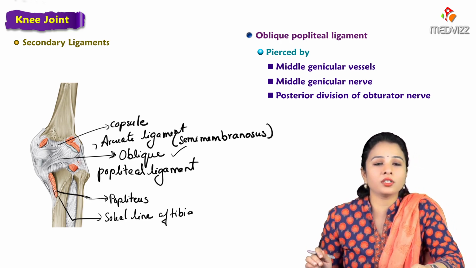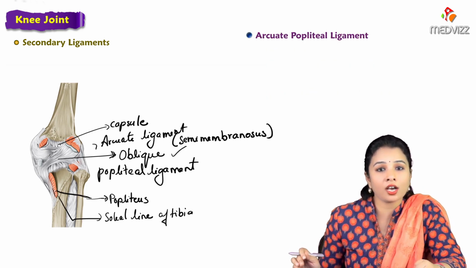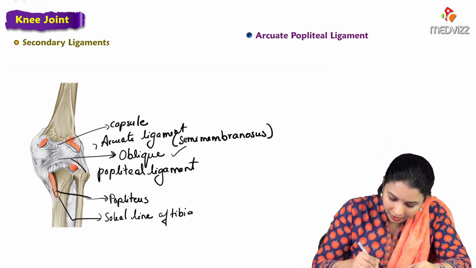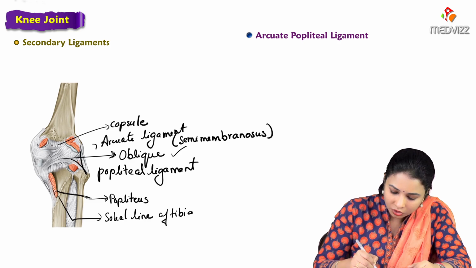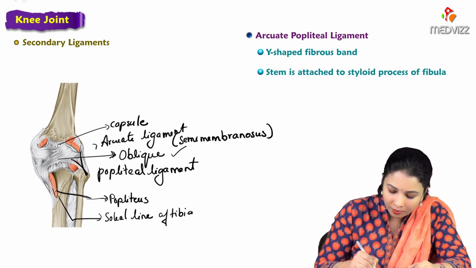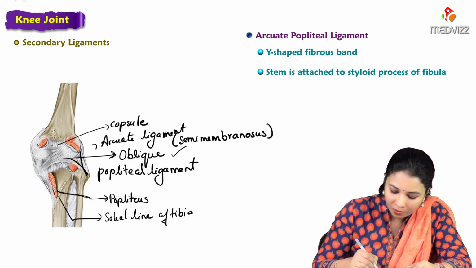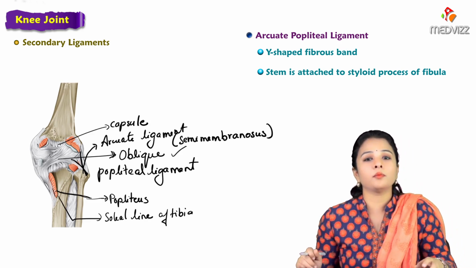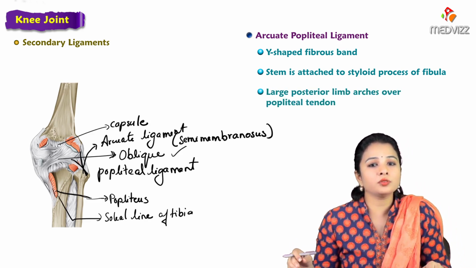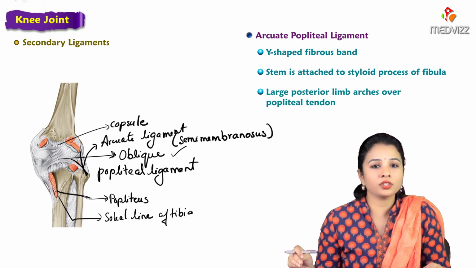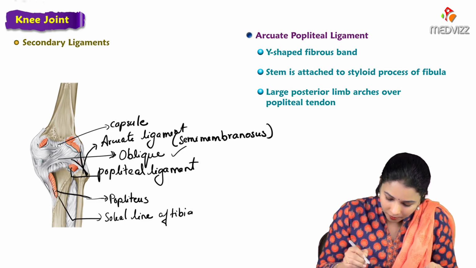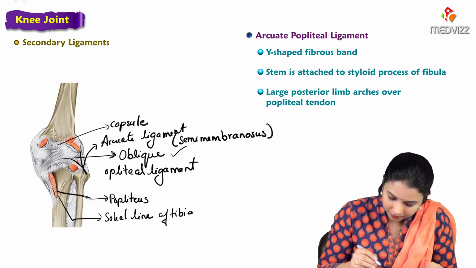Let us discuss the next secondary ligament, called the arcuate popliteal ligament. Here is the arcuate popliteal ligament, which attaches to the fibula here. It is like the letter Y. You can see the stem of the Y attaches to the styloid process of the fibula. The large posterior limb band arches over the tendon of popliteus. You can see here, this is the tendon of the popliteus muscle.